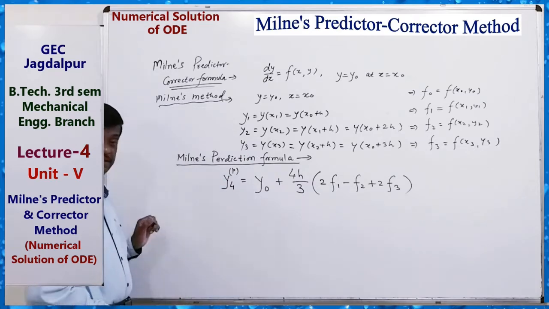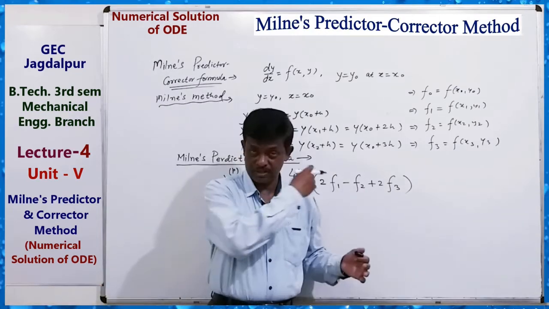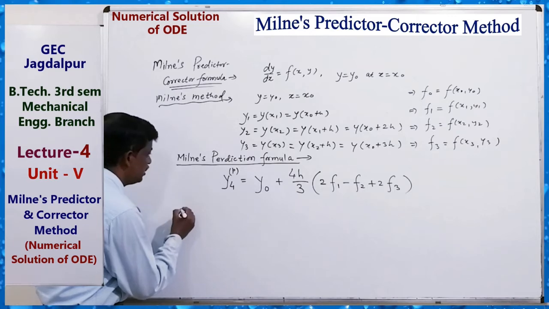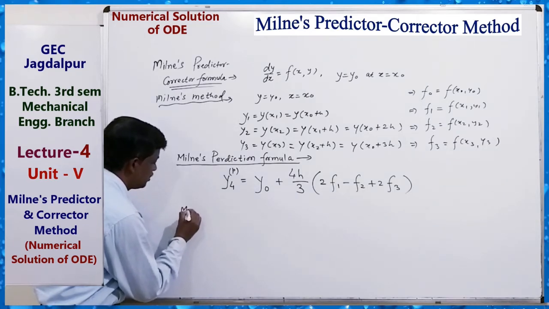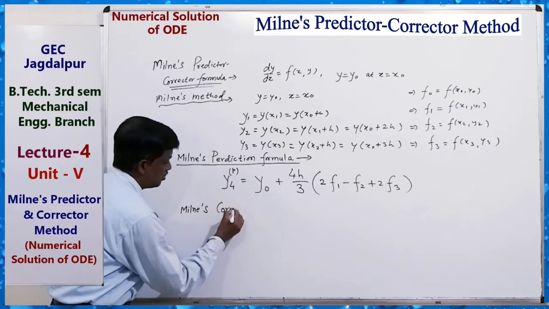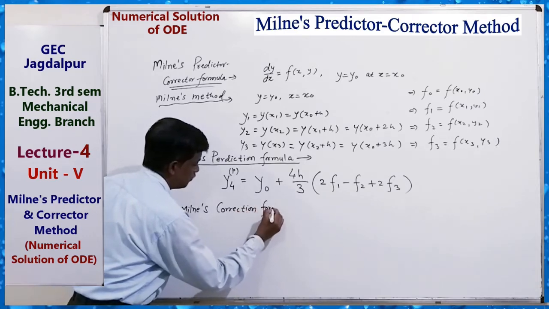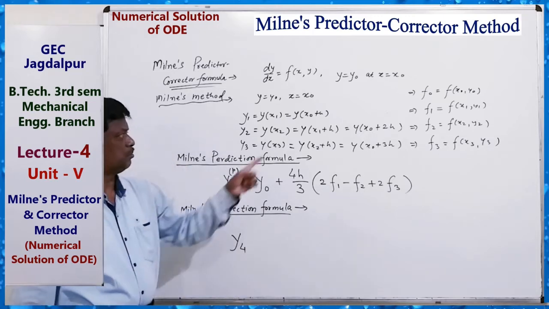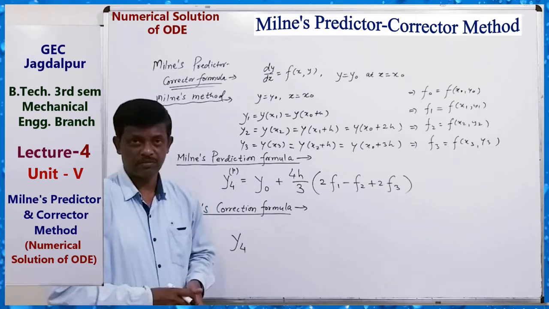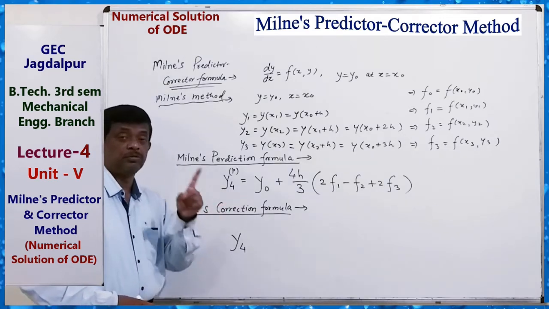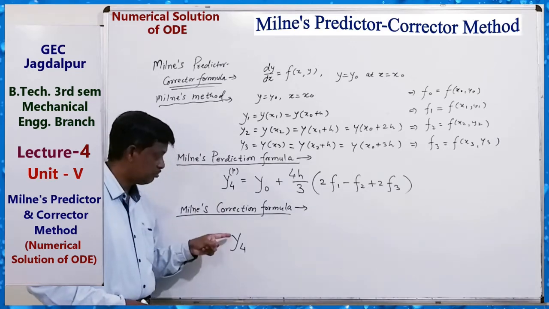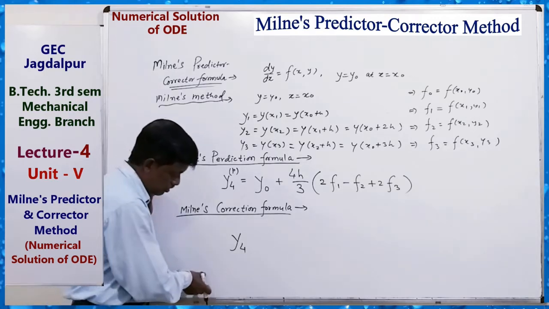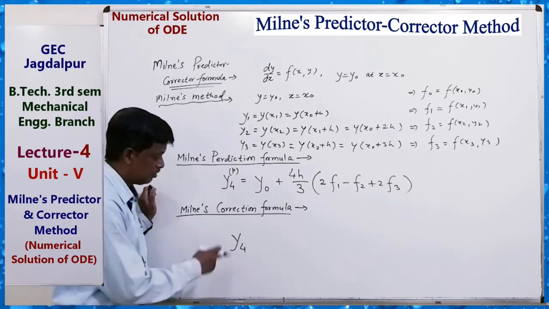In a similar fashion to the derivation of the prediction formula, by Simpson's rule we can also find the correction formula. So Milne's correction formula can also be found for y4. We first find the value of y4 as a predicted value using the prediction formula. Now this value is refined by the correction formula. We can do first correction, second correction, third correction, fourth correction, and whenever 2 values are the same, we can say that the value of y4 is the final value.